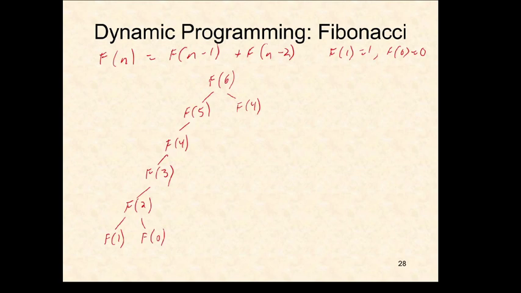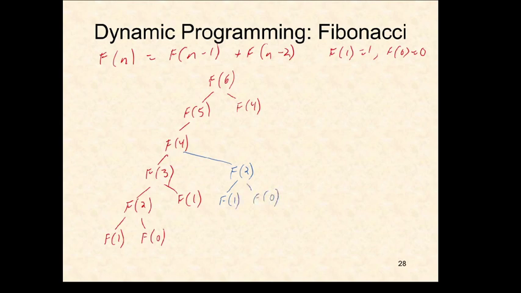Now, without dynamic programming, we would then go back to f of 3 and say, for f of 3, I now need f of 1, which is a base case. That's not bad. Go back, now that we've got f of 3, I need to finish f of 4. So to finish f of 4, I need f of 2. So I have to recalculate f of 2 by calling f of 1, the base case, and f of 0, the base case.